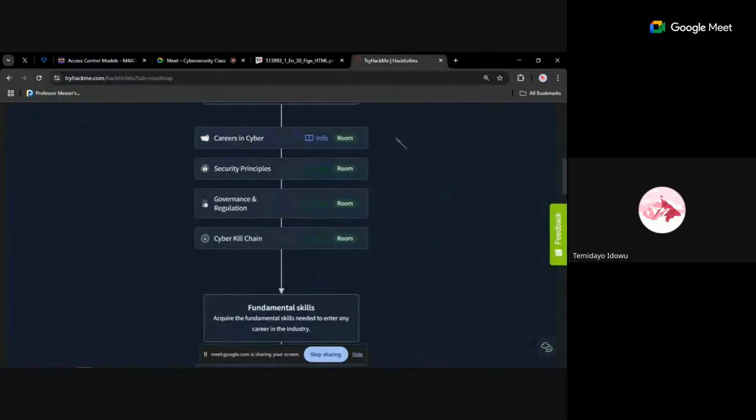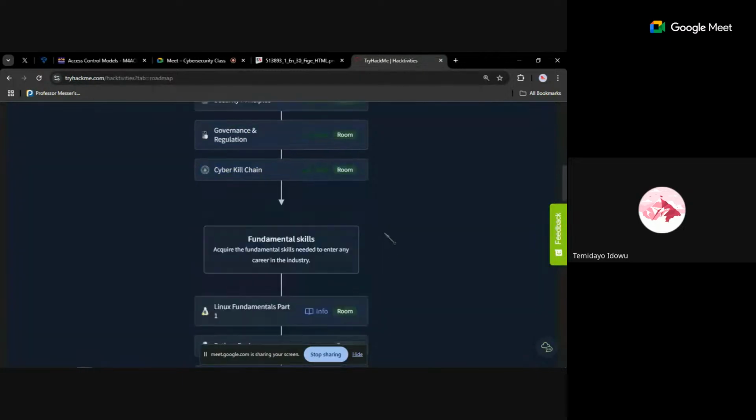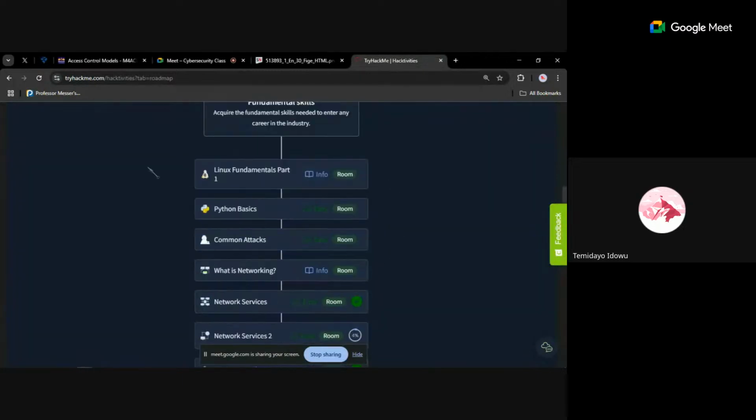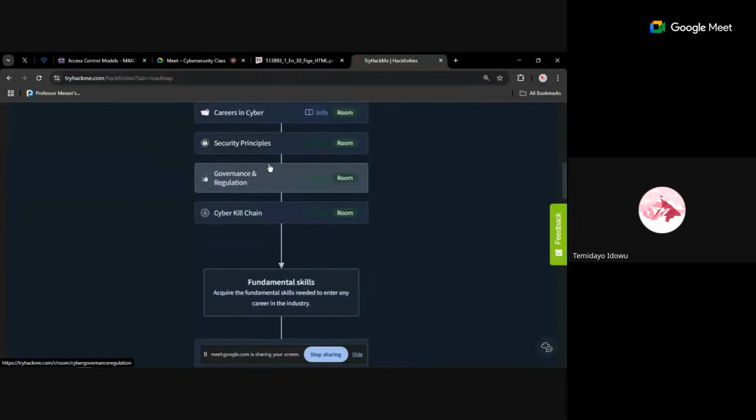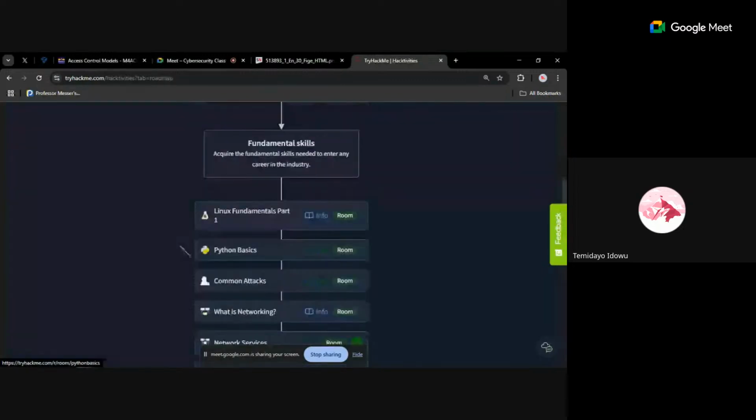I believe we've done the first four. For this next part, just do the 2: Linux fundamentals part 1 and Python basics. Just do the 2 alone and submit. So that is the assignment for this week. Go to your TryHackMe account. We've done the first 4, so you should do these next two, then submit it as this week's assignment.